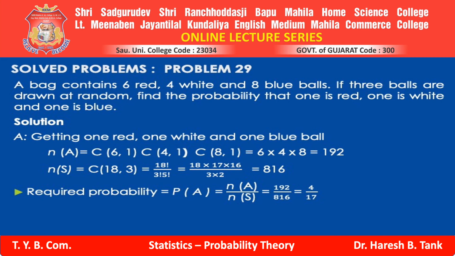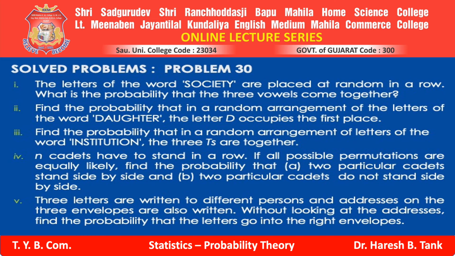Let us have the next example. The letters of the word society are placed at random in a row. What is the probability that the 3 vowels come together? Second example is, find the probability that in a random arrangement of the letters of the word daughter, the letter D occupies the first place. Third example, find the probability that in a random arrangement of the letters of the word institution, the 3 T's are together.